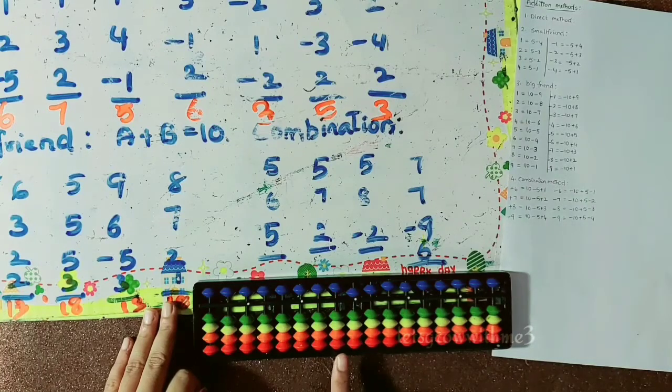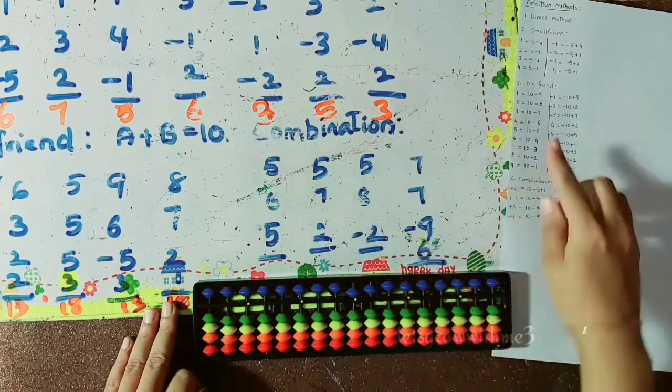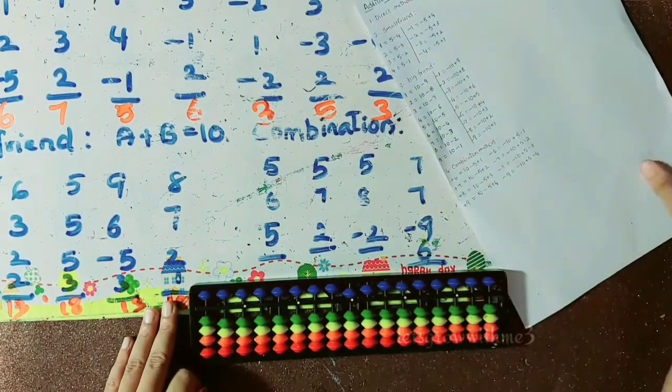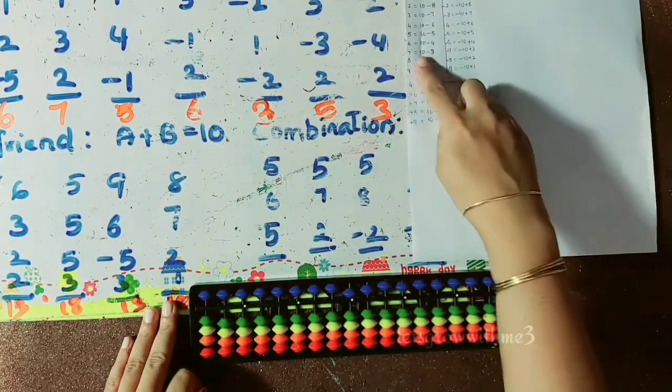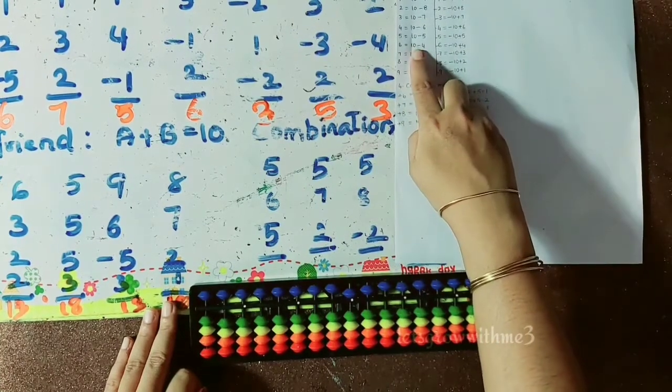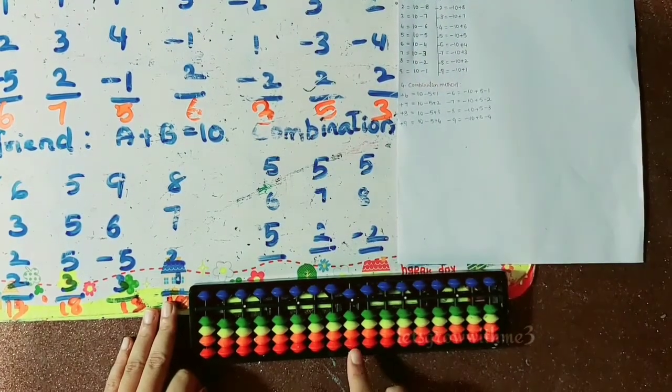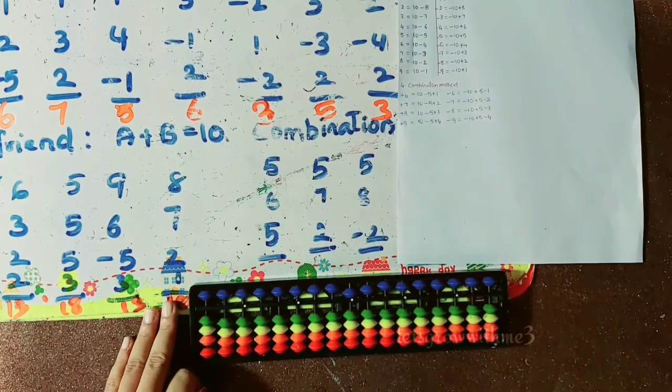Let's start the problem. 5 plus 6. How to add plus 6? Plus 10 minus 4. But we don't have 4 beads to remove. At that time we need to go for the combination method, where we can't apply our big friend method, because big friend method is saying to get 6 we need to add 10 then subtract 4.